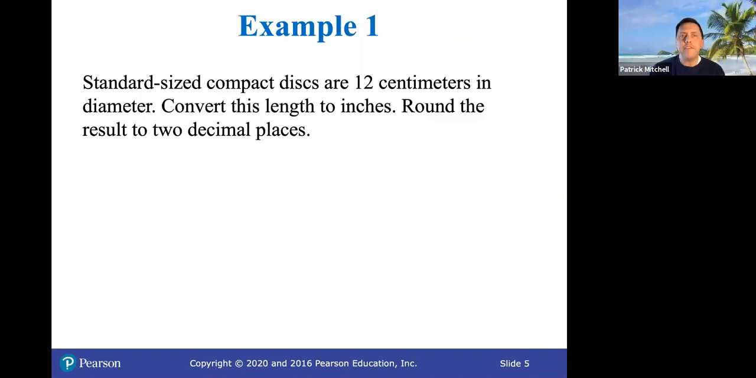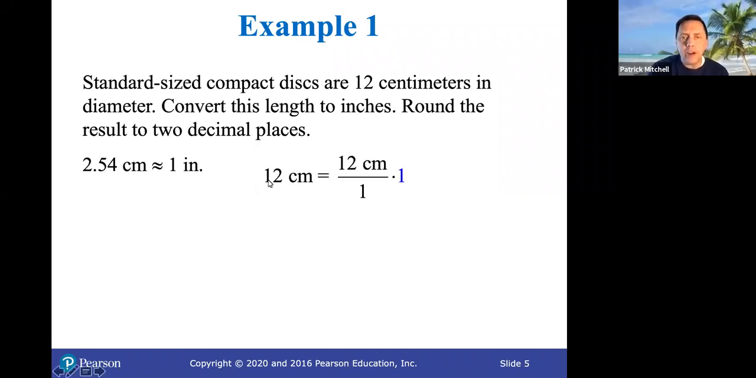So for our first example, standard-sized compact discs are 12 centimeters in diameter, and they want us to convert this length to inches, rounding the result to 2 decimal places. So we're going to use unit fractions for this. We start with 12 centimeters, which we write as 12 centimeters divided by 1. We look back at the information on the previous slide to see what the conversion factor is between inches and centimeters. Actually, we have it right here.